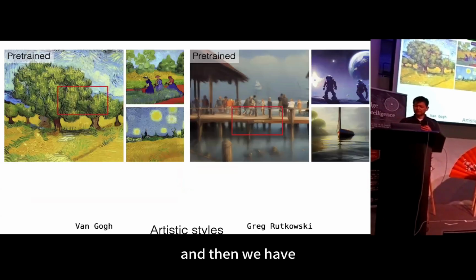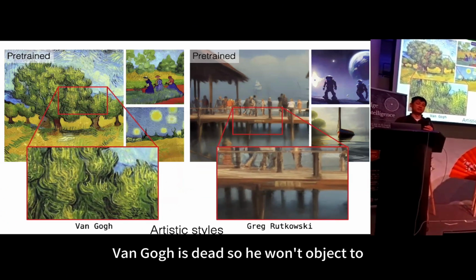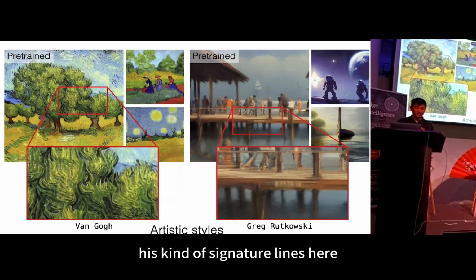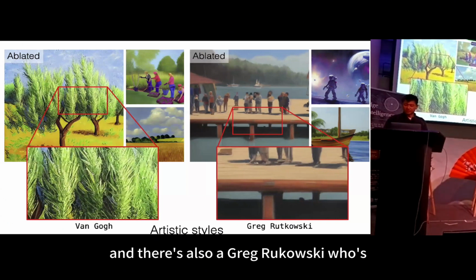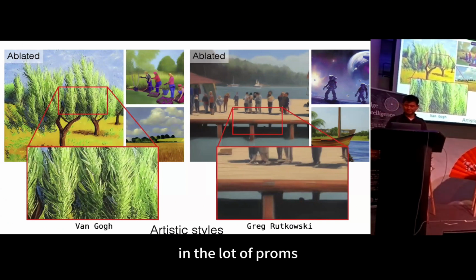And then we have styles of our artist styles. Now, Van Gogh is dead, so he won't object to being in the model, but we could wipe him out with his kind of signature lines here, his signature brushstrokes. And there's also Greg Rutkowski, who's a living artist who became very popular in a lot of these prompts.